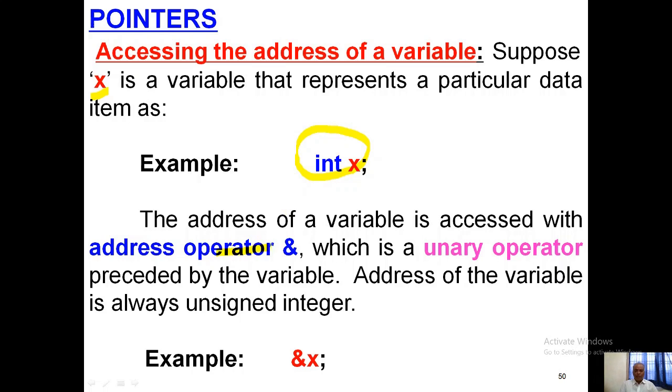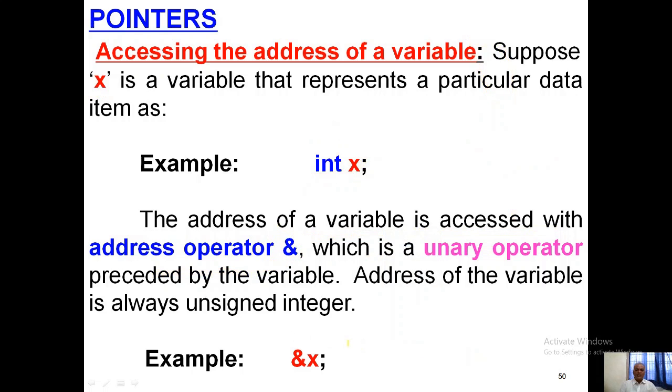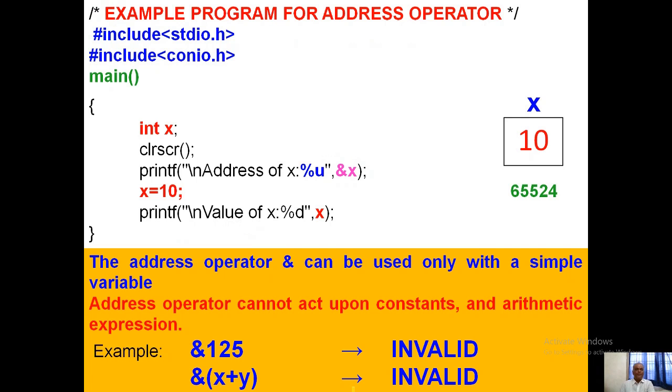The address of a variable is accessed with the address operator, called ampersand. We already discussed ampersand, which is a unary operator. So the address of a variable can be accessed with the ampersand. The address of that variable is always an unsigned integer: ampersand of x.